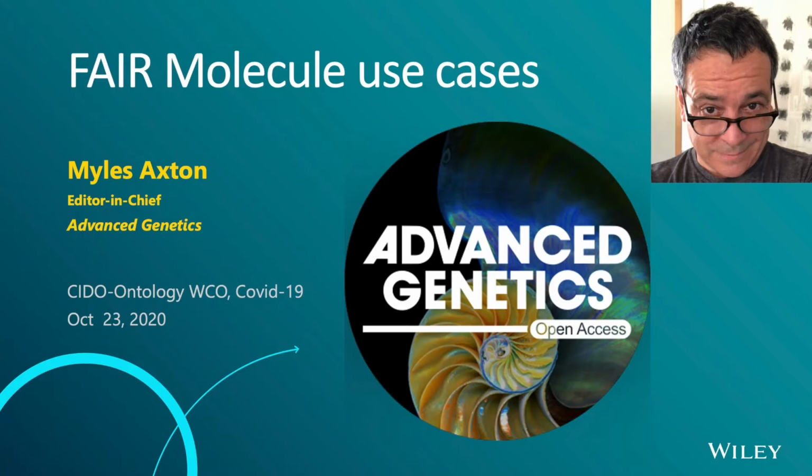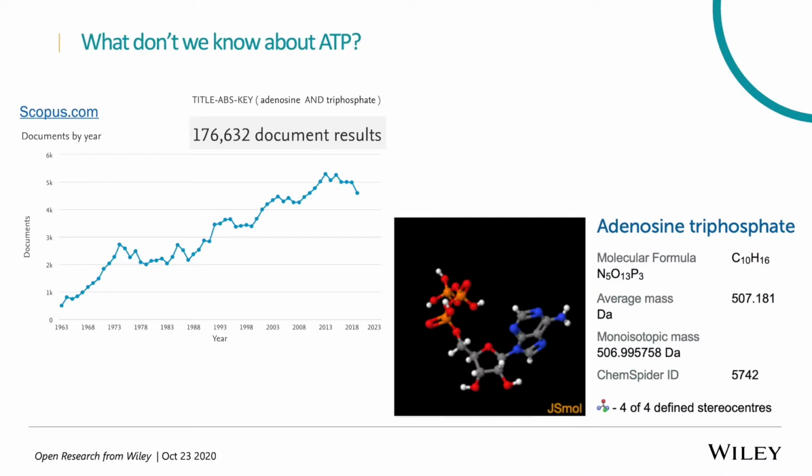What I'd like to talk about today is a class of digital objects that I think will make a big difference to data sharing and to the generation of semantically correct and more useful papers. What do we know about ATP? Well, it's clear that the number of publications about ATP increase enormously, and that there's no way that one person can get their head around all of this information.